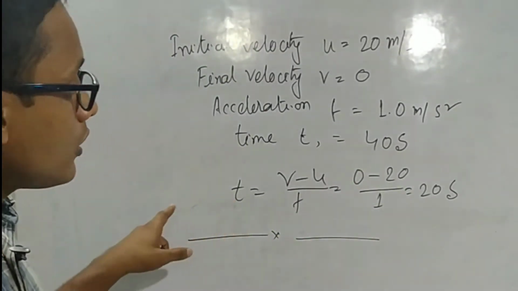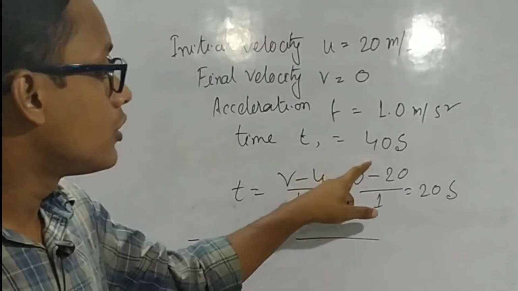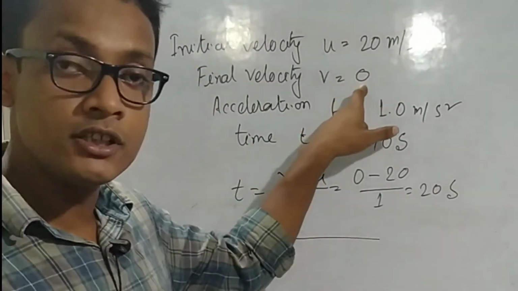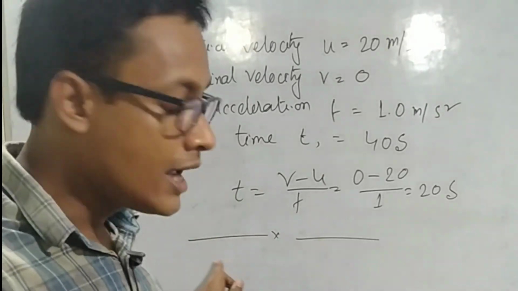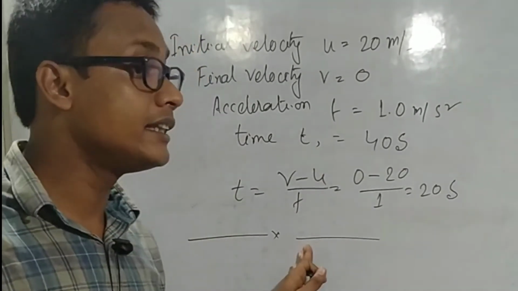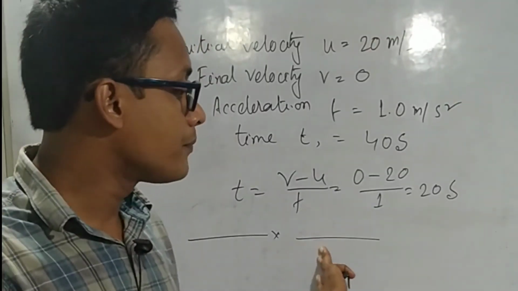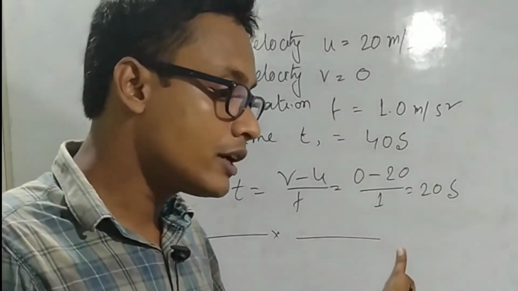So this is why the 40 seconds is not the time taken by the train to stop or to make its velocity zero. The first 20 seconds is used for deceleration and reducing its velocity, and then the next 20 seconds, the train remained at rest.